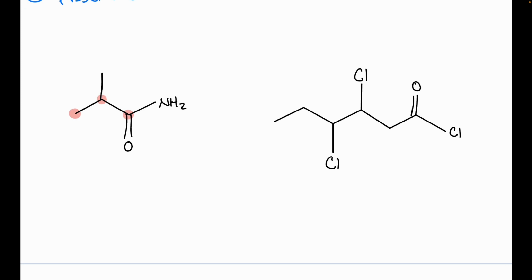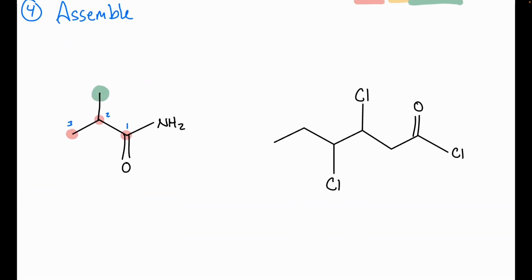Right, so I'm going to find my parent chain. I'm going to start numbering at that carbonyl carbon. So that means that this would be considered a substituent, specifically a methyl substituent, sticking off of that second carbon. So this would be 2-methylpropanamide, because my parent chain has 3 carbons, and because they're all single bonds, and amide, because that's my functional group.